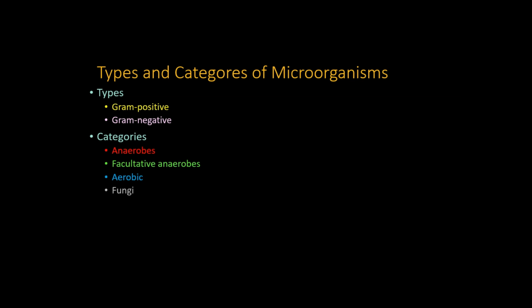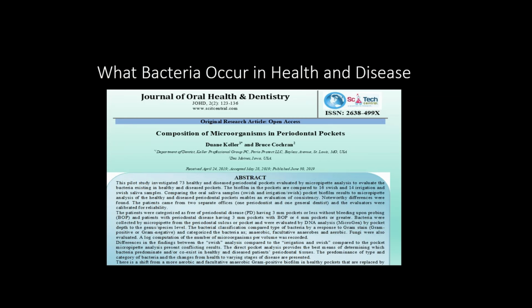Then what I did was I took a look at what categories. We had anaerobic bacteria, facultative anaerobes, aerobic, and fungi. And when we did this, all of a sudden it started to make sense. And we published this for you in an article that Tanya has made available for you. It's the composition of microbes in periodontal pockets.